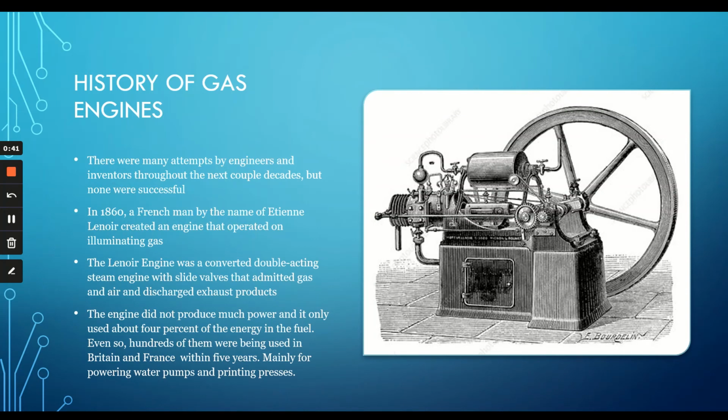There were many attempts by engineers and inventors throughout the next couple decades, but none were successful. In 1860, a Frenchman by the name of Etienne Lenoir created an engine that operated on illuminating gas. The Lenoir engine was a converted double-acting steam engine with slide valves that admitted gas and air and discharged exhaust products. The engine did not produce much power, and it only used about 4% of the energy in the fuel. Even so, hundreds of them were being used in Britain and France within 5 years, mainly for powering water pumps and printing presses. To the right is Lenoir's engine.